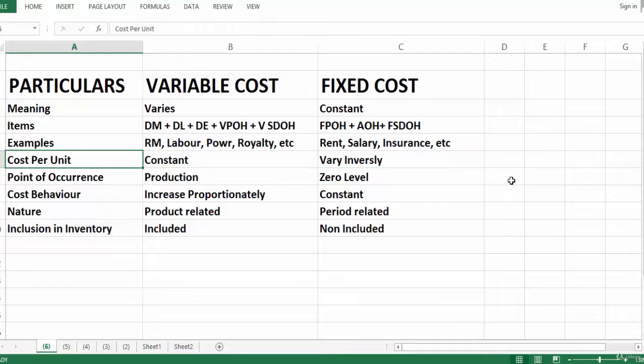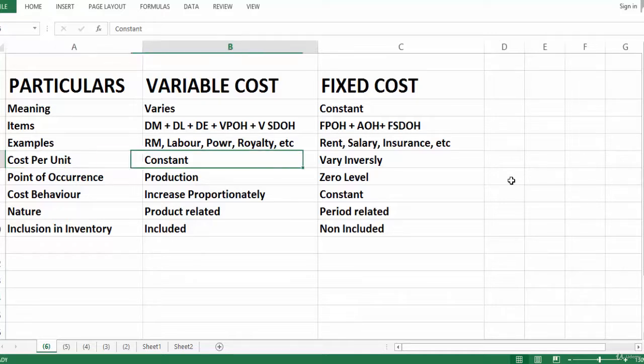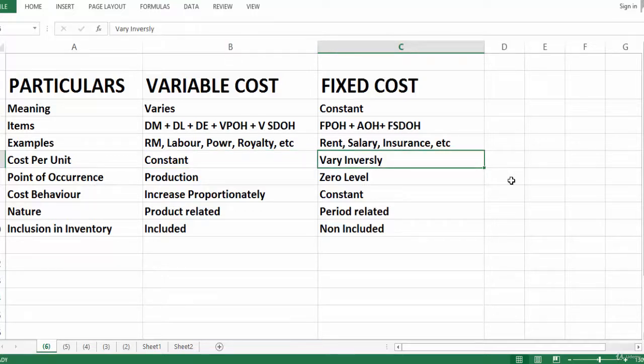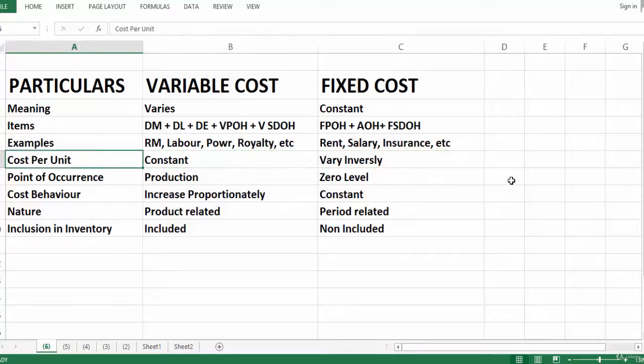Then this particular point, that is cost per unit, is also one major differentiating factor between the variable cost and fixed cost. Variable cost per unit is assumed to remain constant at all levels of output, whereas fixed cost per unit of output will vary inversely with changes in level of output. So if the output increases, the fixed cost per unit will come down, and if output decreases, fixed cost per unit will go up.